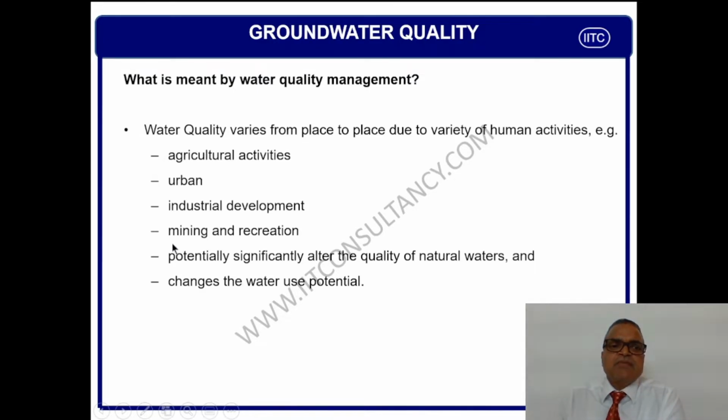Mining and recreation. You may know that in some areas there are coal mines, iron mines, bauxite mines, and the water quality varies due to mining and recreation activities. That is why I am saying that in some areas you feel there is a lot of zinc, aluminum, or iron in the water. This is not because of other things. This is because of the nature of the land, the nature of the soil. These activities potentially and significantly alter the quality of natural waters and change the water use potential. This is also responsible for different water quality from place to place.